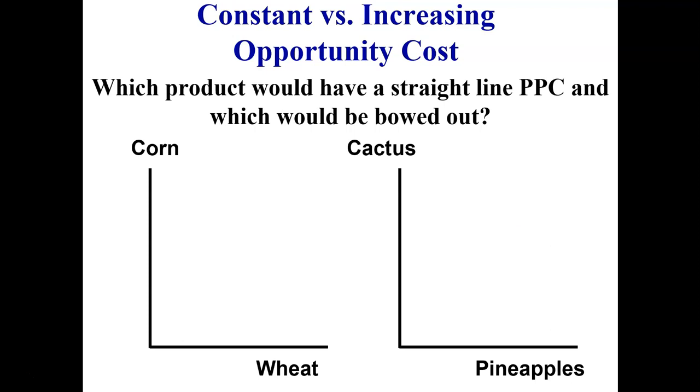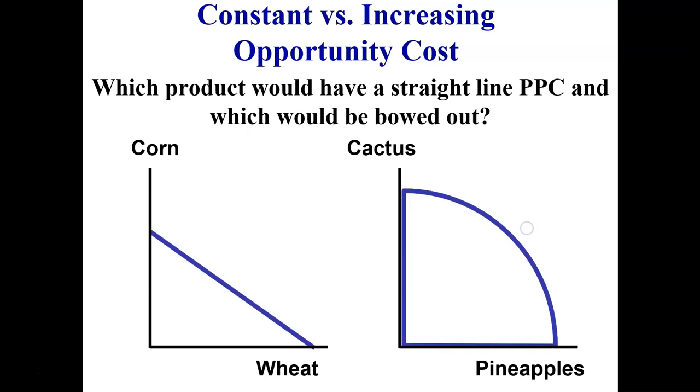So which product would have a straight line PPC and which would be bowed out? In this case, corn is the straight line, so that means it's a constant opportunity cost. And the other graph, between cactus and pineapples, refers to an increasing opportunity cost.